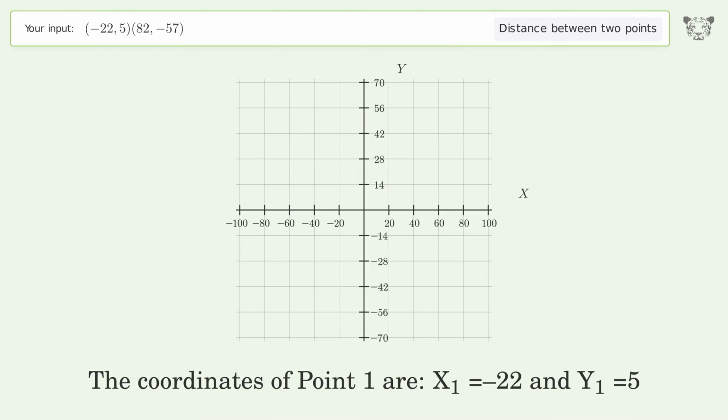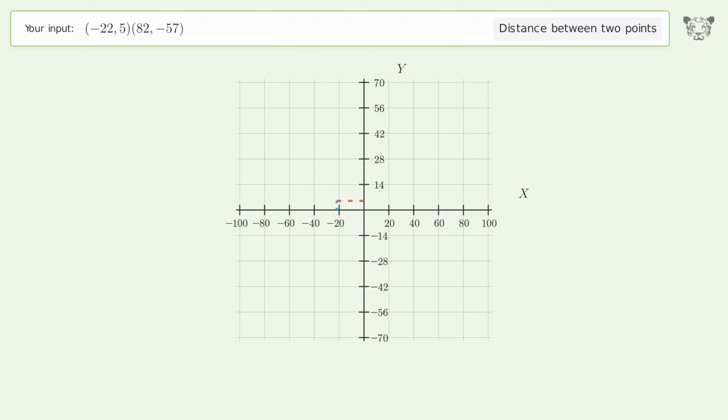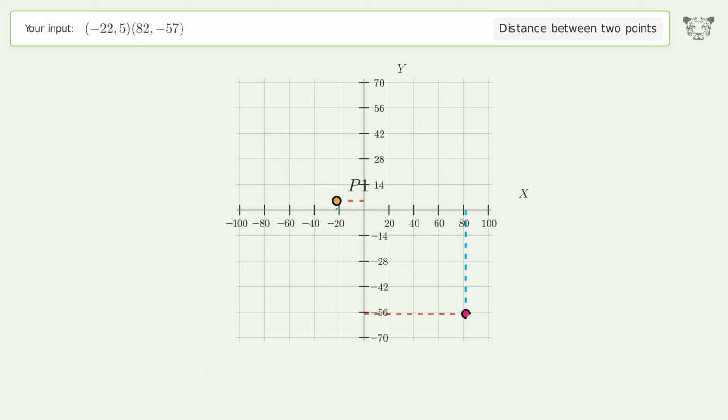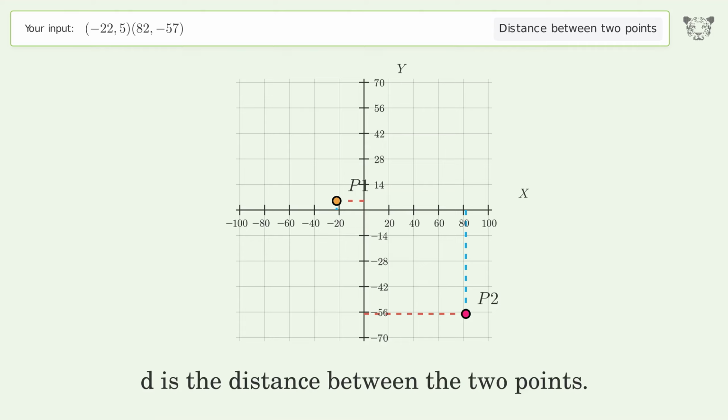The coordinates of point 1 are x1 equals -22 and y1 equals 5. The coordinates of point 2 are x2 equals 82 and y2 equals -57. D is the distance between the 2 points.